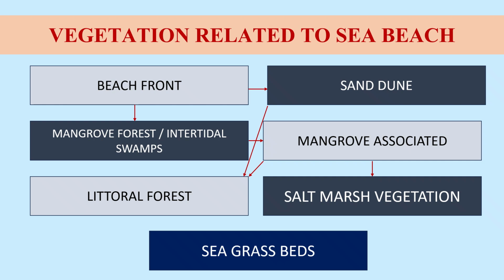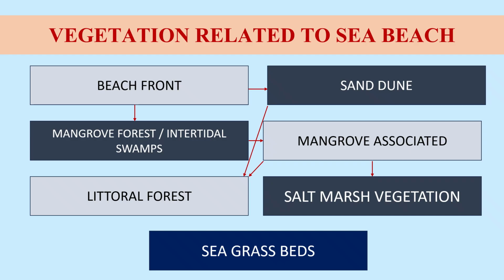And when it comes to littoral forest, you will find bigger shrubs and bigger trees. In all this vegetation, sometimes in beachfront you will also find trees such as casuarina, and we'll come to that. But most of the time you will find herbs in the beachfront and sand dune. In sand dune you will also find climbers and shrubs, but in littoral forest most of them are shrubs or trees.